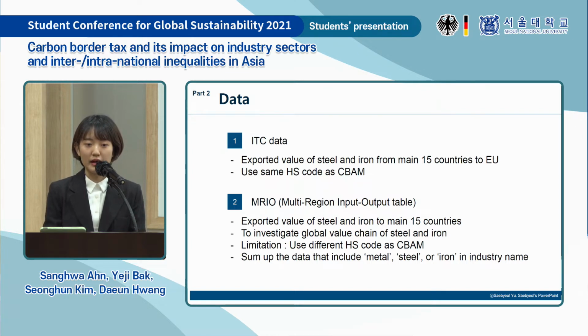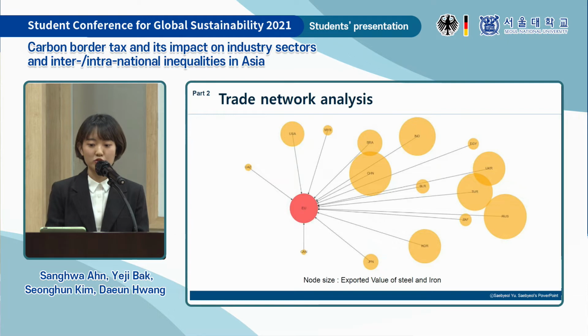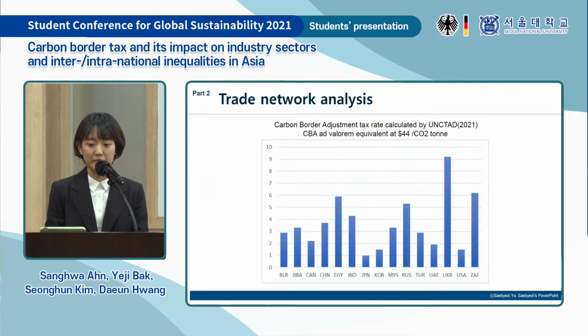MRIO data shows how the countries and the exported values are contributed to by other countries, so we can investigate which countries will be affected by CBAM indirectly. This is the trade network from the main 15 countries to the EU. The node size represents the export value of iron and steel. We can see that USA, China, Russia, Turkey, and Korea account for a majority of the export.